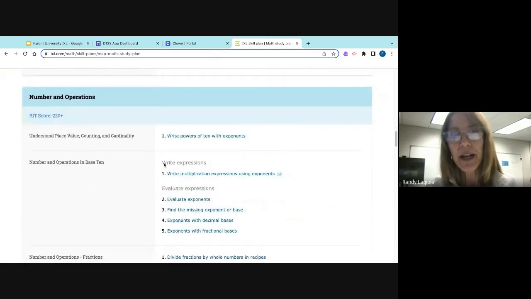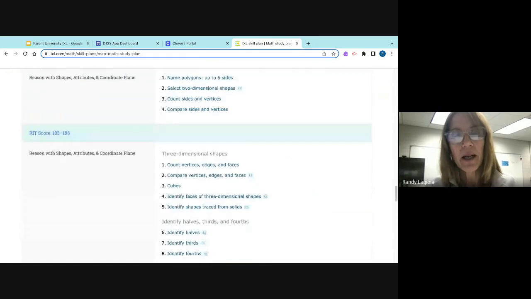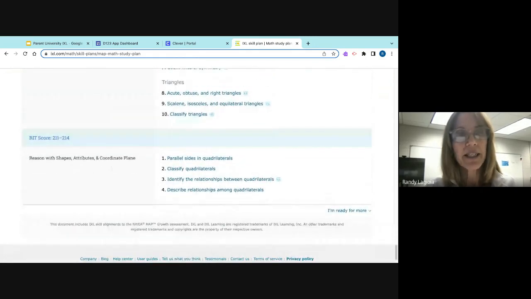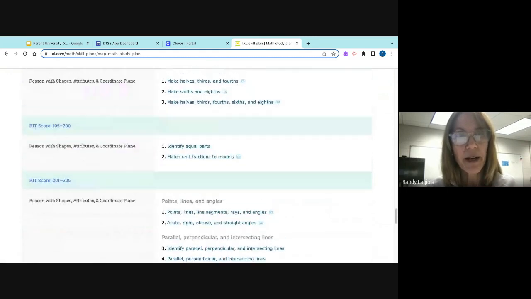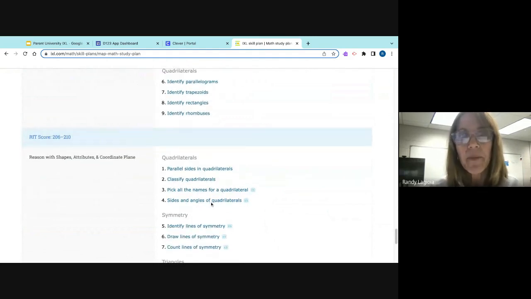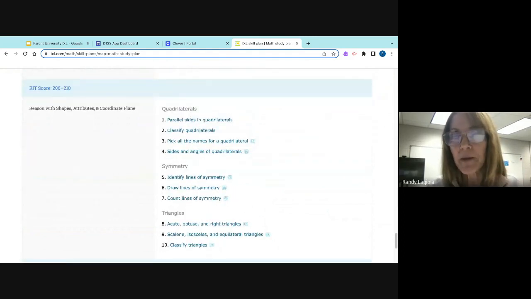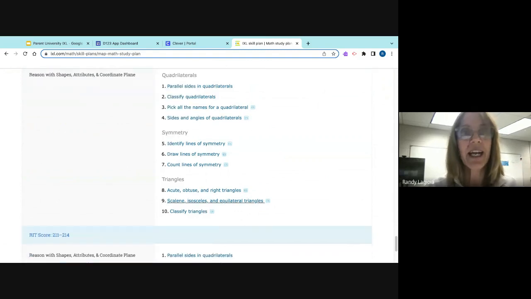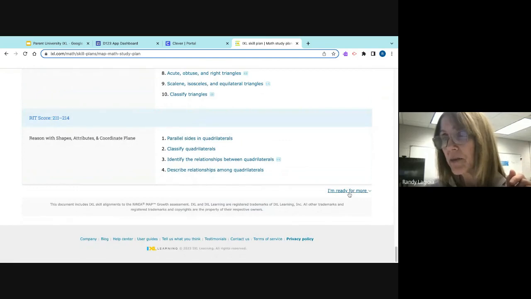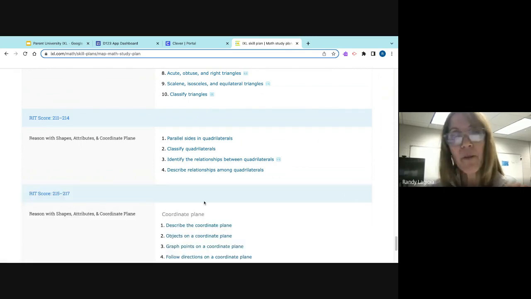For numbers and operations, we have our RIT score here. I'm going to scroll down to the end. Okay, so this last category was geometry. They're given some skills here to work on. But say this is based on winter MAP scores and your child's been working and they're ready to move beyond these. Down here is an option that says you're ready for more. So they left off in this RIT band of 211 to 214, and ready for more opens up the rest of those skills.